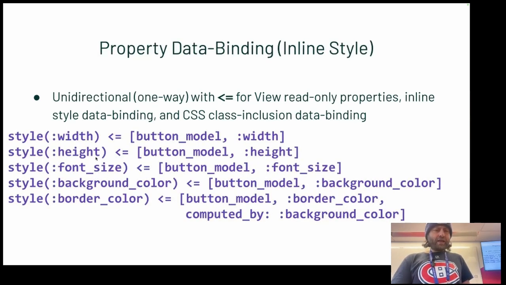There are more advanced versions of data binding, like inline style data binding. Every element has inline styles, basically CSS properties like width, height, font size, background color, border color, etc. The dashes, by the way, in CSS become underscores in Ruby, and these become symbols. But yeah, I can use unidirectional data binding and have model attributes. So if I have a button model and the width attribute on it changed, I can have it update the width inline style of an element automatically. So this is very, very helpful.